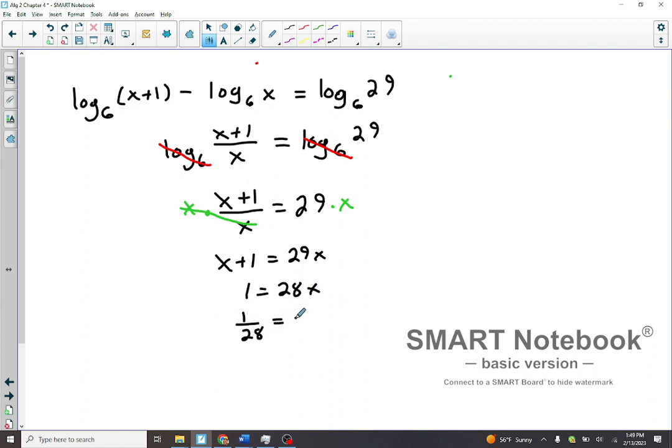Wait, you only multiply and cancel out the bottom? Yeah, because I want to cancel out the bottom. I don't want that bottom. But why didn't it affect the top then? Because they cancel out.